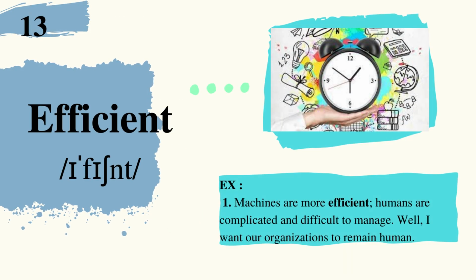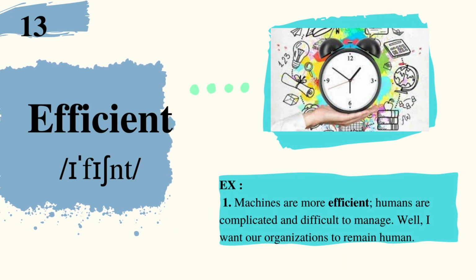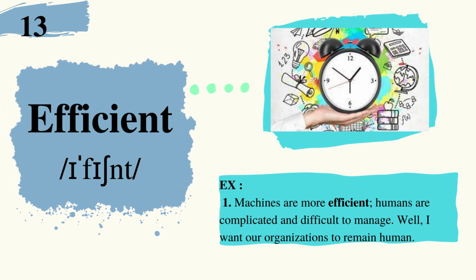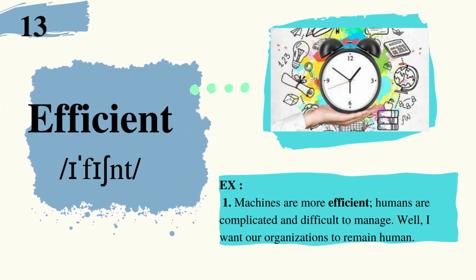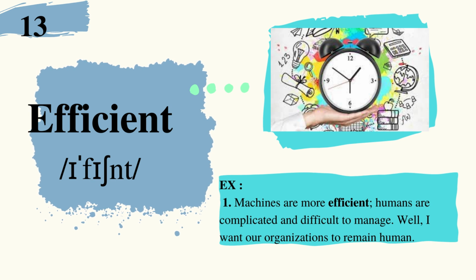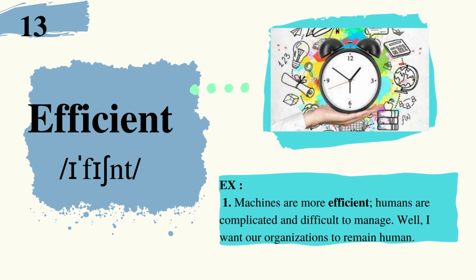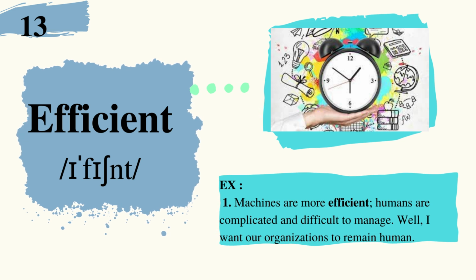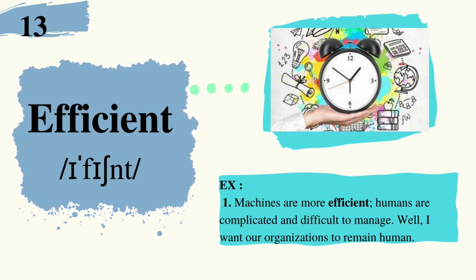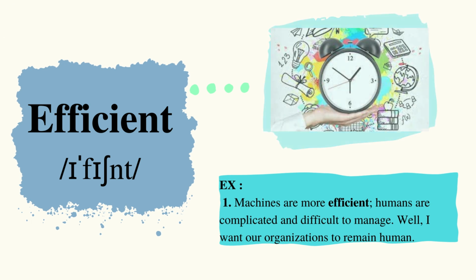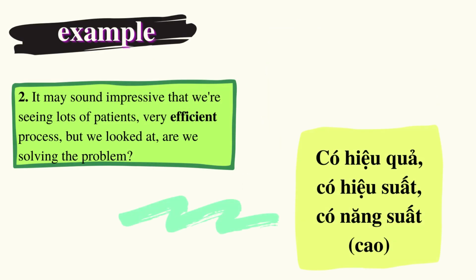13. Efficient. Example. Machines are more efficient. Humans are complicated and difficult to manage. Well, I want our organizations to remain human. It may sound very impressive that we're seeing lots of patients, very efficient process, but we looked at how are we solving the problem.